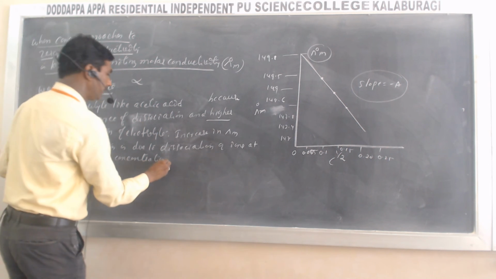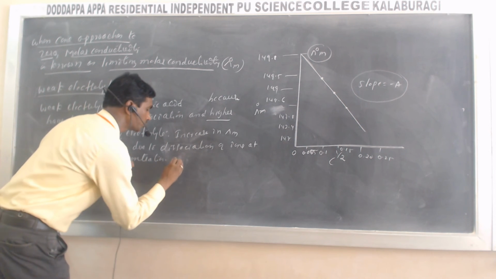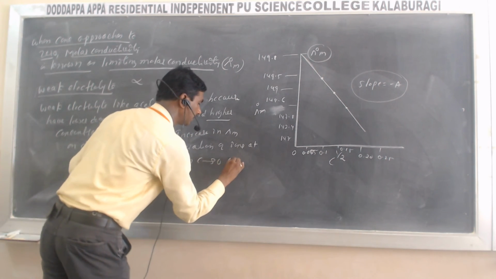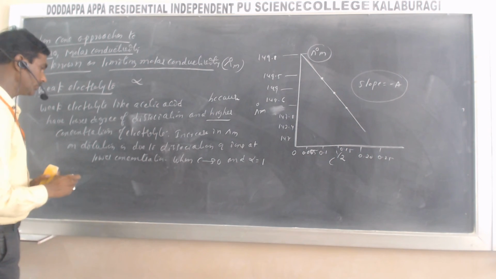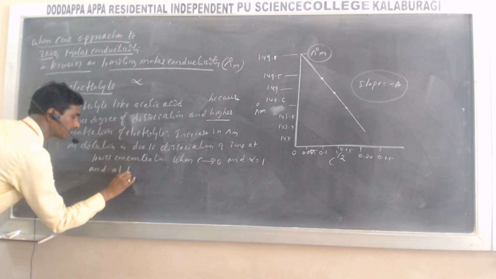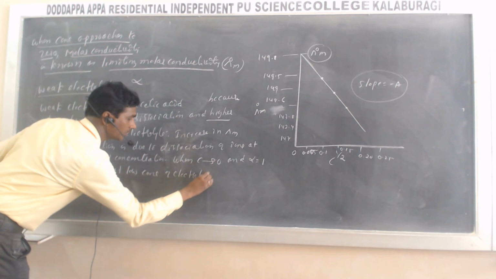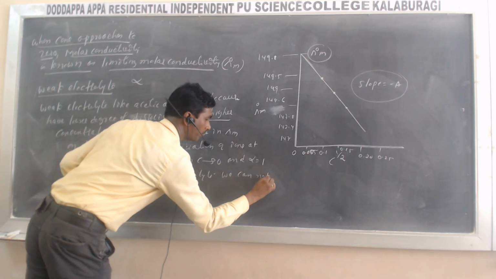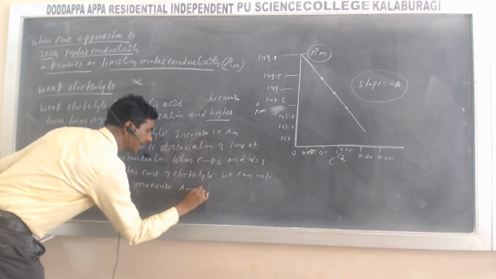But here, when concentration approaches 0, alpha equals 1. So at low concentration of electrolyte, we cannot measure molar conductance accurately.